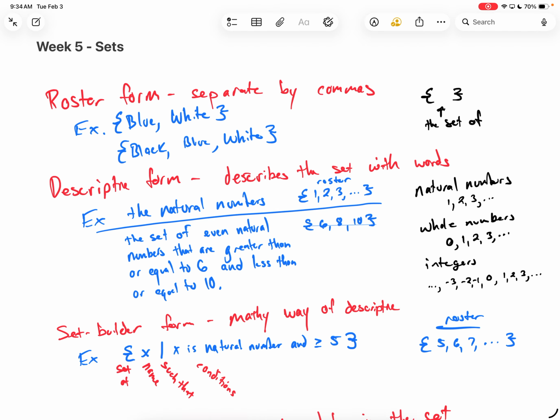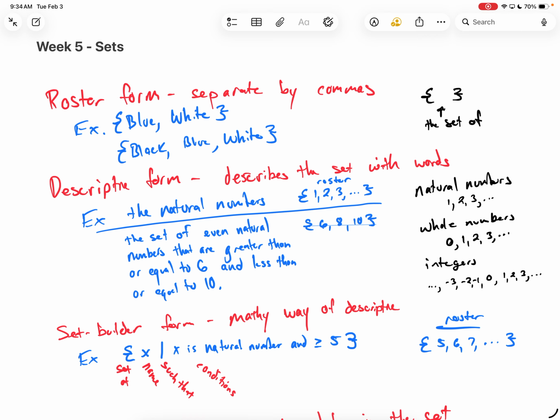Roster form is the most common way to do it because that lists them all out and separates them by commas, but you do have to put the brackets. So this is saying the set of blue and white, the set of black, blue, and white. So the roster form is one of the most common ways to do it, and those brackets are the set.